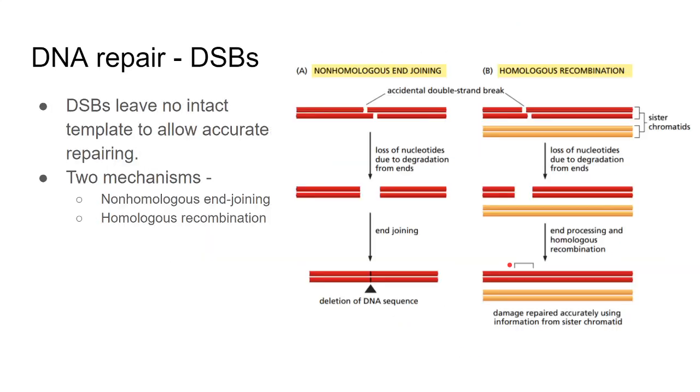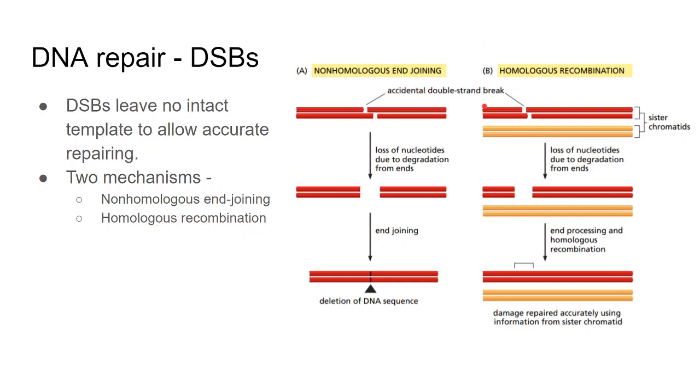But what if you have a break in both the strands? What if you have a break like this? And then what do you do? So what you can have is two mechanisms. You can have non-homologous end joining, we'll call this NHEJ, and homologous recombination.